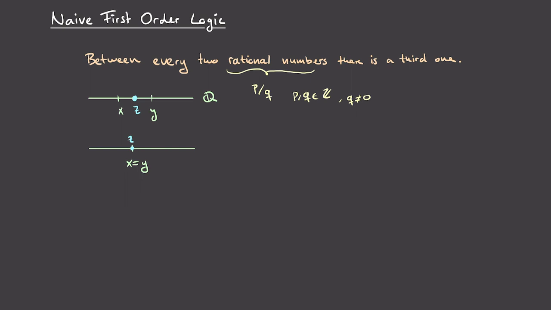On the other hand, if we want this between to be strict, then these two rational numbers that we choose have to be distinct in order for the statement to hold. So we're not allowed to have this case here where x is equal to y.